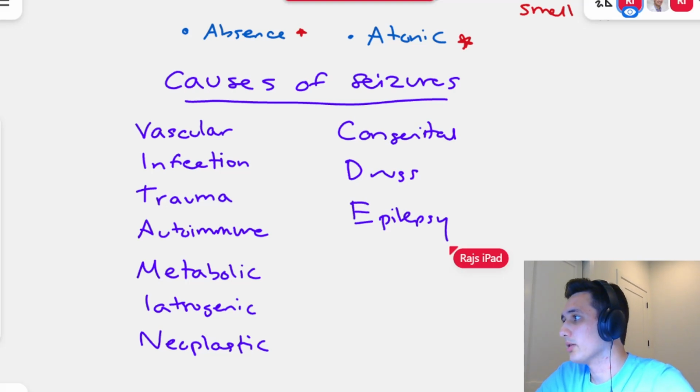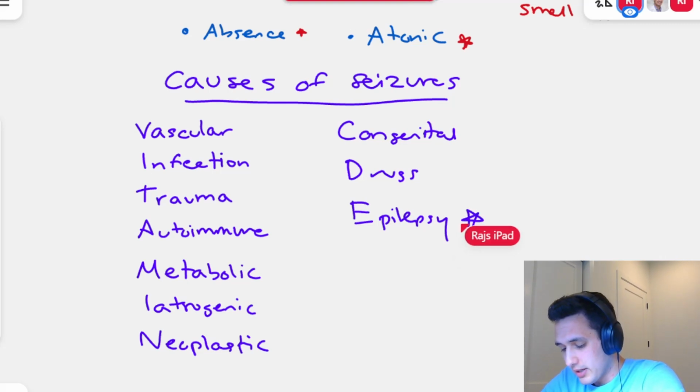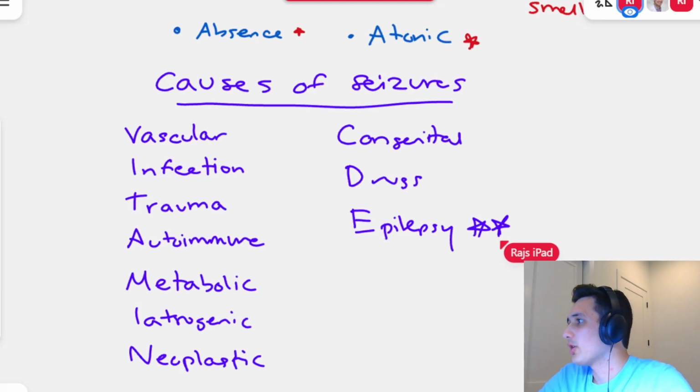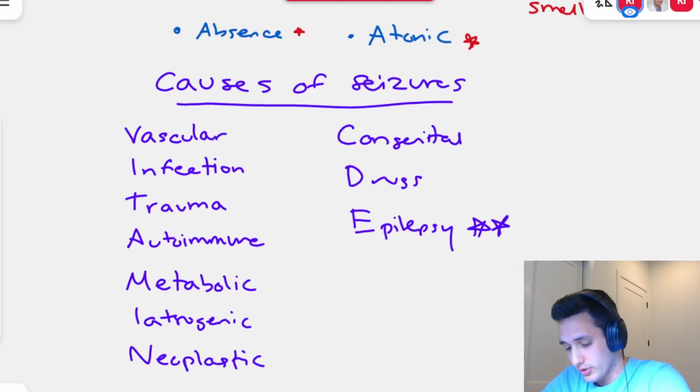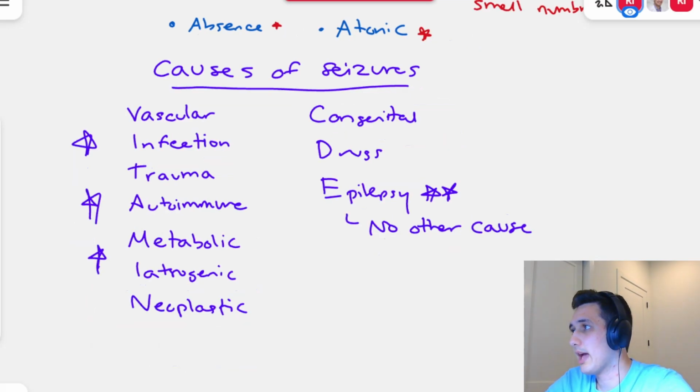And then rounding out our vitamin C, D, E mnemonic, is there a congenital cause? So typically kids with maybe chromosomal abnormalities, with cerebral dysfunction. So is there a congenital lesion in the brain? And then things like drugs. So potentially alcohol withdrawal, drugs of abuse, benzodiazepine withdrawal. And then finally epilepsy, which is sort of our catch-all term for things that don't meet any of these causes of seizures. And now moving on to epilepsy.